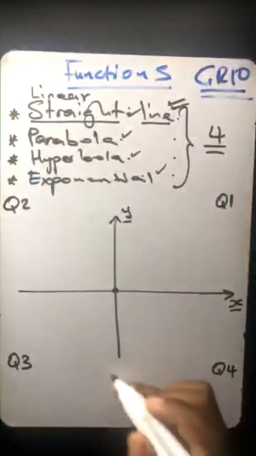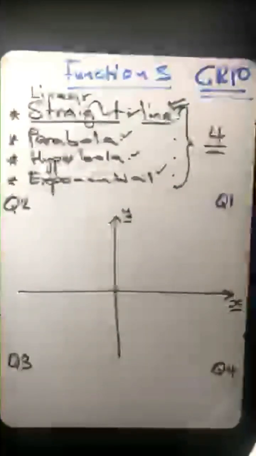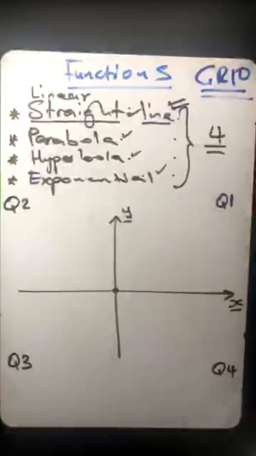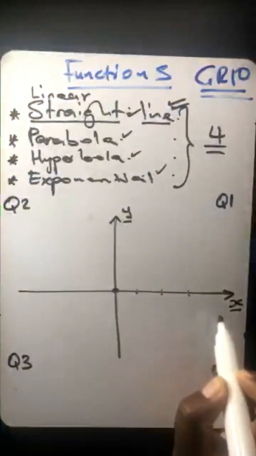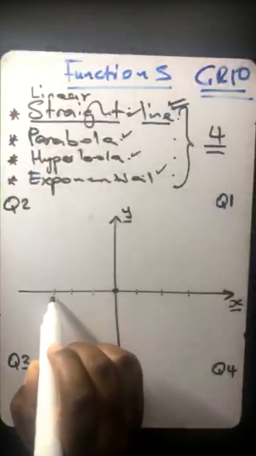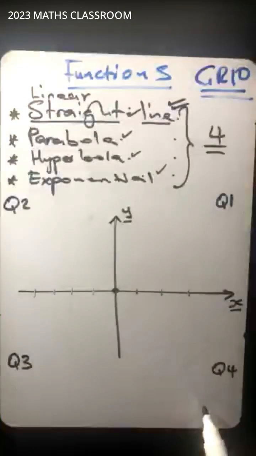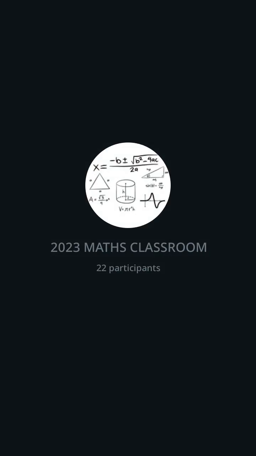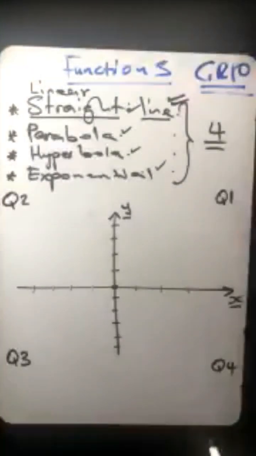So let's see, how does a straight line look like? That's where I'm preparing you. So remember guys, we have x values on the right side of the origin. We also have x values on the left side of the origin. Similarly, with the y values, we have y values above and y values below.